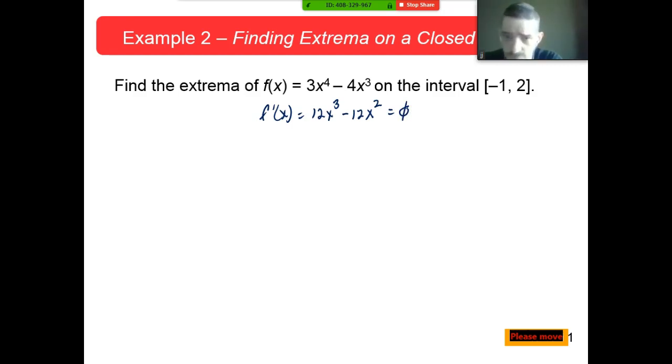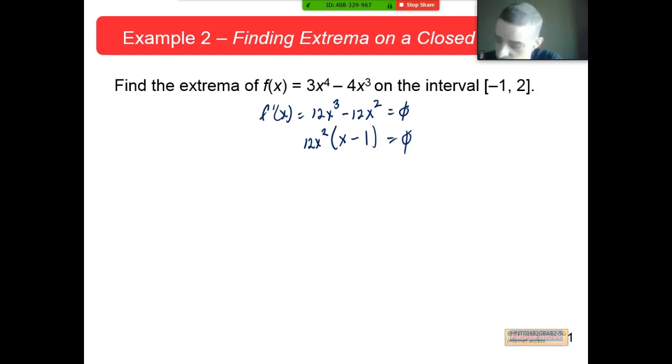Now, how do you do that with this one? What's the F word? Factor. And how does this factor? What do you always pull out first? Greatest common factor. And what is the greatest common factor? 12x squared. Perfect. What's left? x minus 1. Perfect. Set that equal to 0.